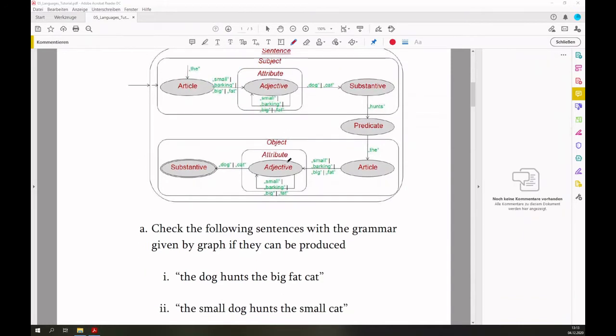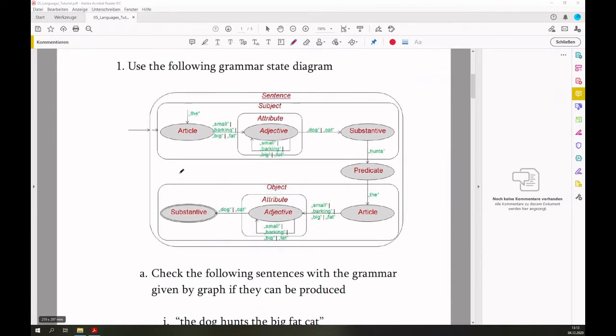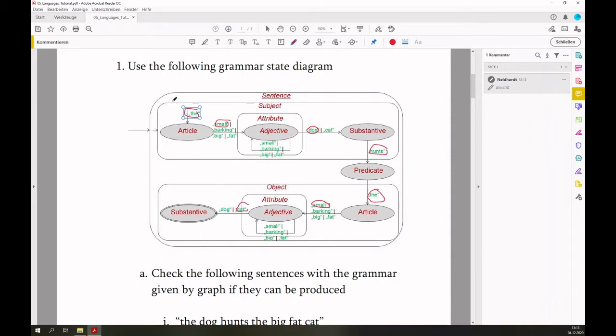The next sentence is: the small dog hunts the small cat. So let's do this. The small dog, we just follow the lines, hunts the small cat. So that works. We go this way through our graph and we end up here in an end state. So the second sentence is allowed.